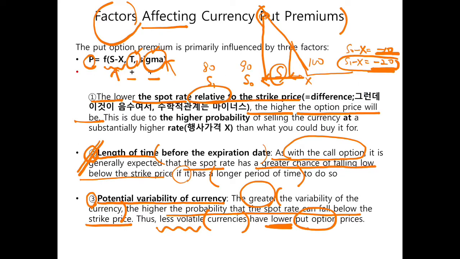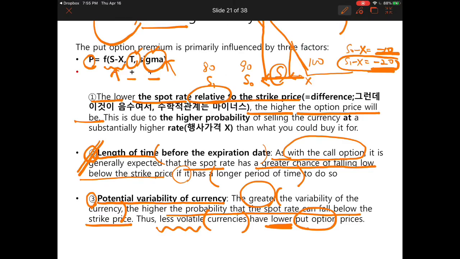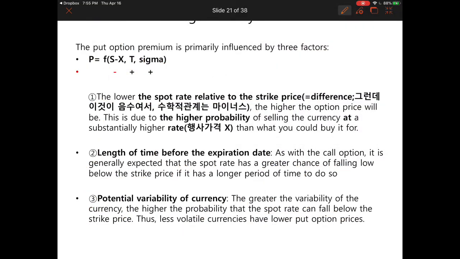As you can easily see, I'm sorry, this doesn't work. What about this one? Let's say minus 10 and minus 20. For minus 20, S minus X, this is a lower value, but the put premium as a payoff compared to minus 10, what about minus 20? The payoff is higher. So as this one goes down from here to there, the put premium increases. That's why we have the minus sign, right?